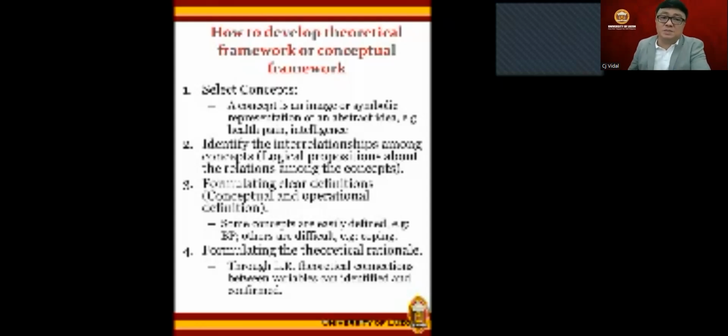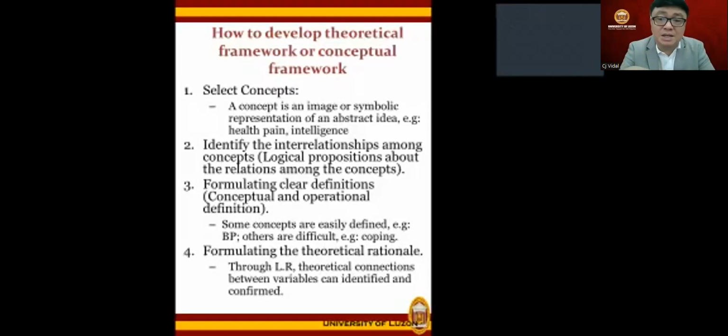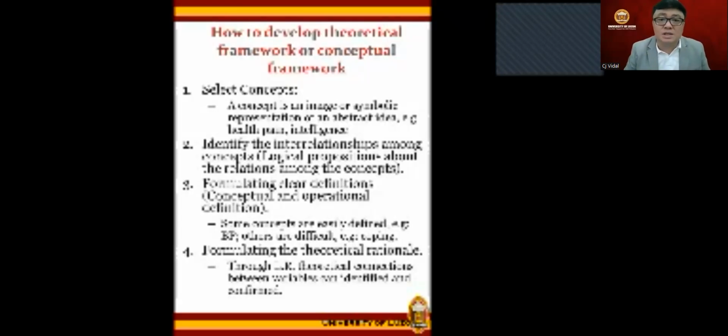Remember that concept is an image or symbolic representation of an abstract idea. For example, say education, intelligence. We have, for example, medical studies like health, pain. So we also have ideas of artificial intelligence in IT, and so on and so forth. Public administration, say concept of service, concept of public service. So it is always important to have it on the basis of the context, in the context of your field of specialization, the concepts that you select.